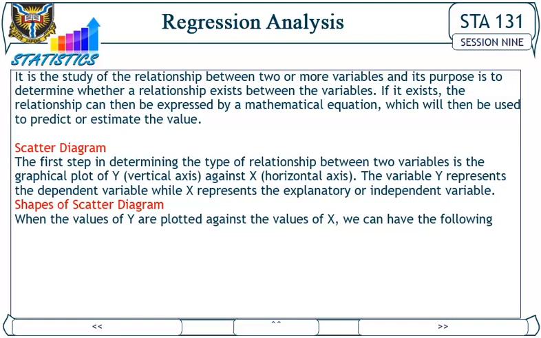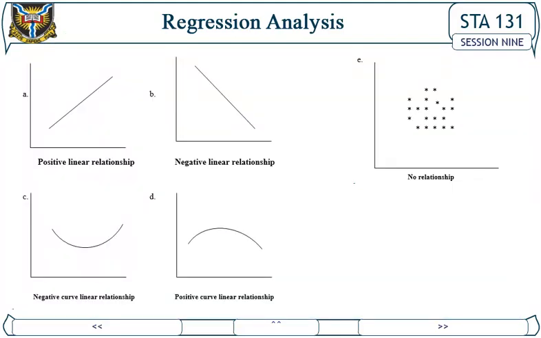Shapes of scatter diagram. When the values of y are plotted against the values of x, we can have the following: positive linear relationship, negative linear relationship, negative curved linear relationship, positive curved linear relationship, no relationship.